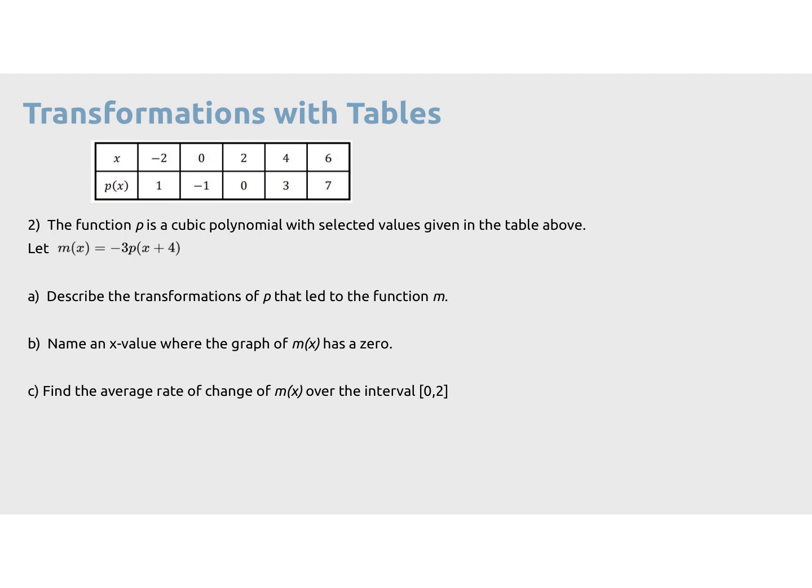All right, so on this first example, we have a table that shows the function p of x, where the function p is a cubic polynomial. So given a table, we only have a few selected values that we can use. And then it says, let function m of x equal -3 times p of x plus 4. So our first task is to describe the transformations of the function p that led to the function m.